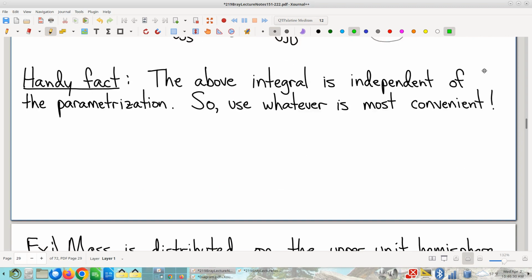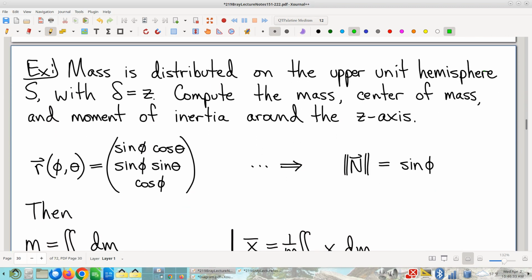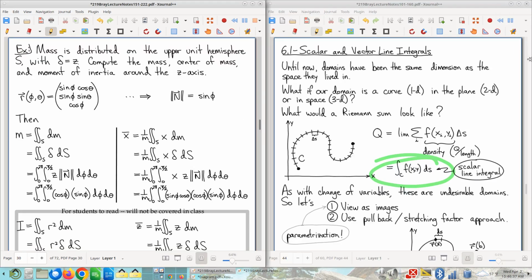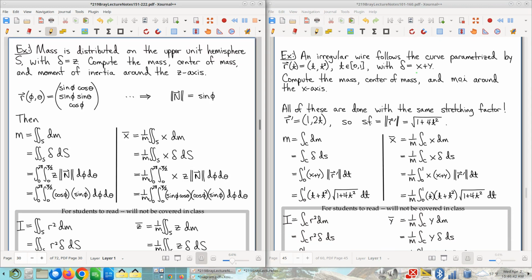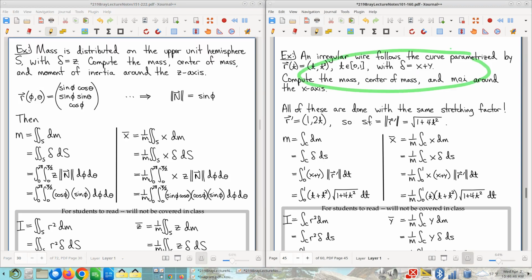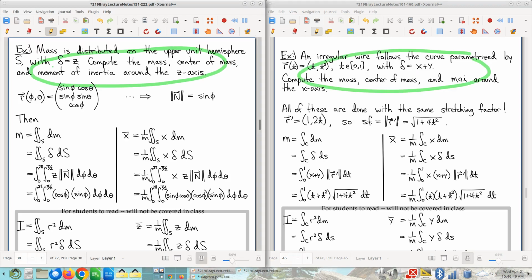Okay, so with that out of the way, let's do one. By the way, I am again deliberately following the pattern of what we did when we were talking about scalar line integrals. Starting with a scenario. We are over here, again, going to start with a scenario where we ask several questions: mass, center of mass, moment of inertia. So likewise, let's compute mass, center of mass, moment of inertia. Right now, just over a surface instead of over a curve.